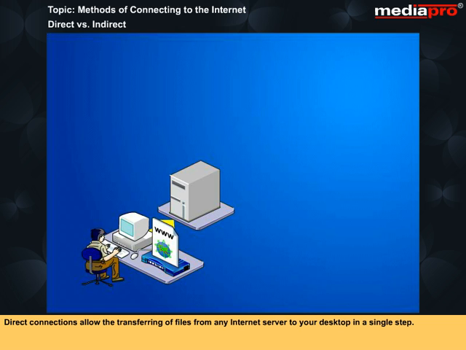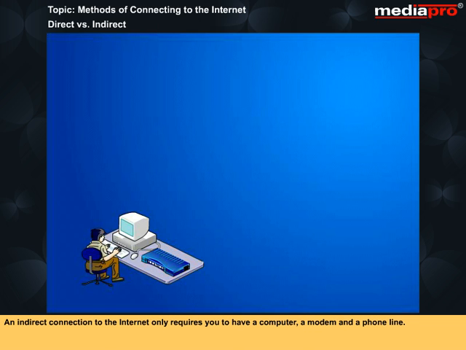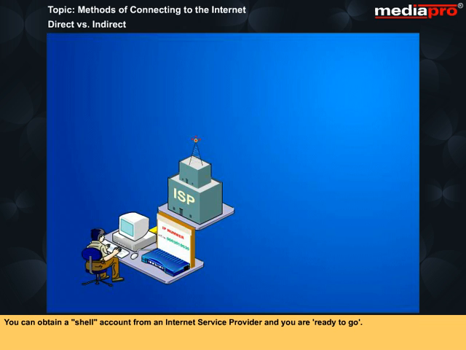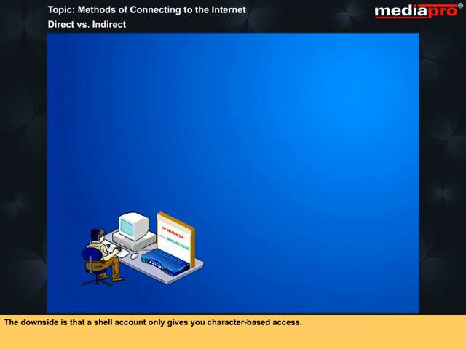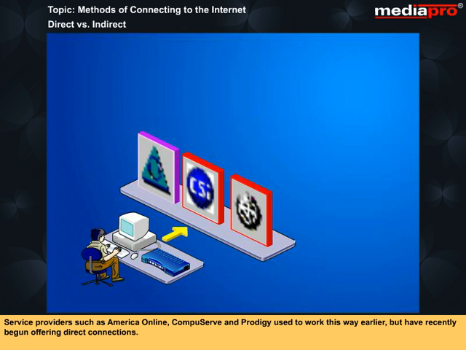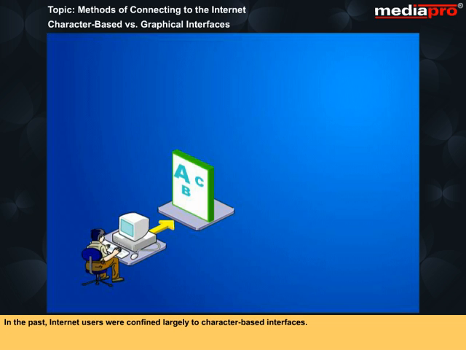Direct connections allow the transferring of files from any internet server to your desktop in a single step. An indirect connection to the internet only requires you to have a computer, a modem, and a phone line. You can obtain a shell account from an internet service provider and you are ready to go. The downside is that a shell account only gives you character-based access. Service providers such as America Online, CompuServe, and Prodigy used to work this way earlier but have recently begun offering direct connection. In the past, internet users were confined largely to character-based interfaces.